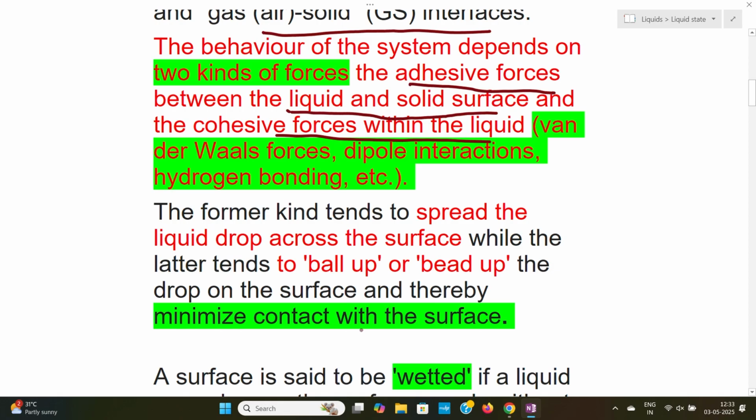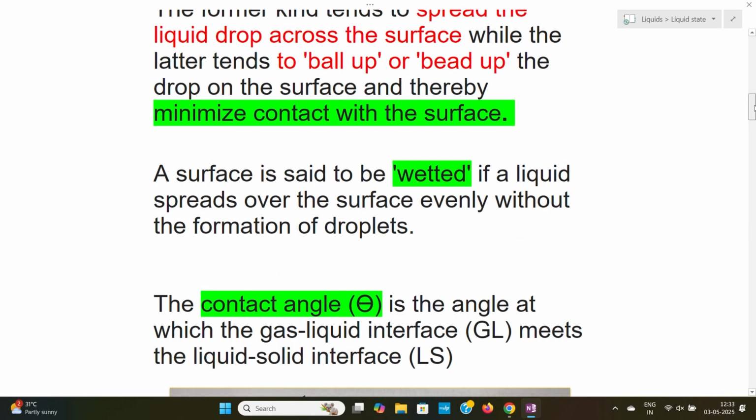That means when mercury contacts the solid surface, it will try to minimize the contact with the surface. That is why it forms a drop on the surface. Mercury forms a drop because it tries to minimize the contact with the solid surface.